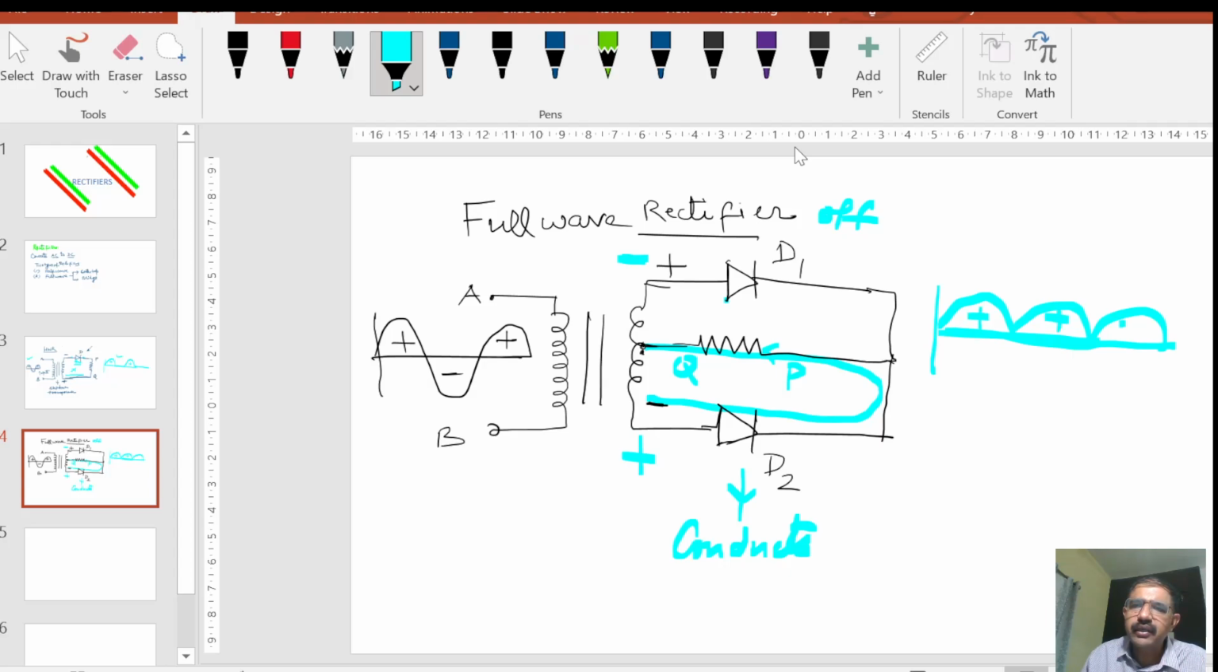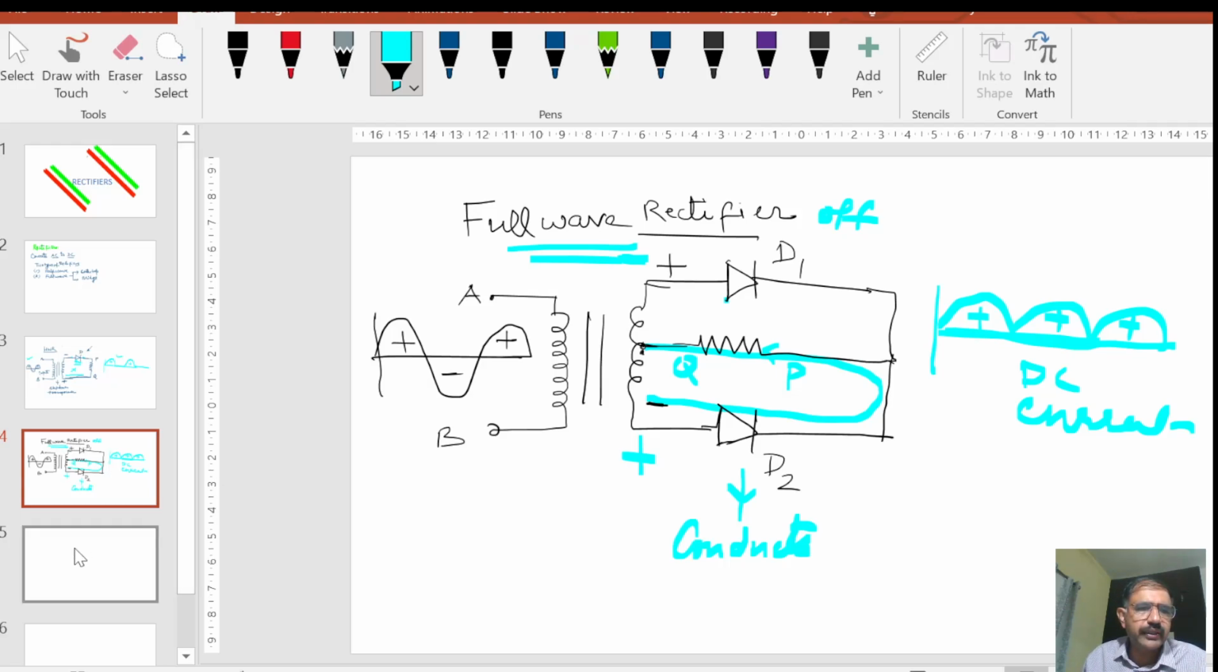Positive cycle means current is flowing only along one direction. So that is what we want. That is the DC current. If current is not changing its direction, we call it DC current. So like this, the full wave rectifier converted the AC current into DC current. I think we understood what a center tap rectifier is.